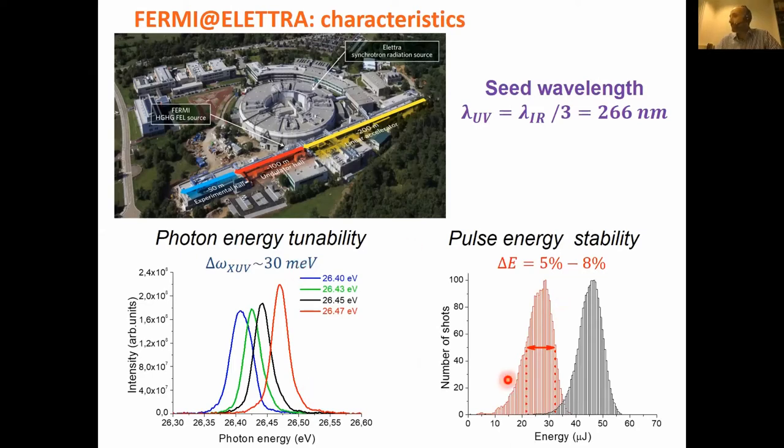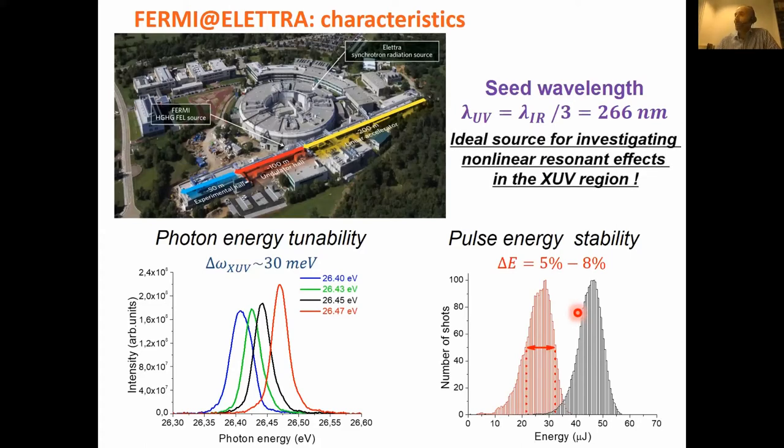Here you can see some examples of the unique characteristics of Fermi in terms of photon energy tunability. By controlling the seed wavelength, one can control the photon energy in the XUV range with a very high precision, on the order of a few tens of millielectron volts. Also the pulse energy stability is rather good. It has become even better in recent times, but typically it is on the order of 5%. So this is really an ideal source for investigating nonlinear, for example resonance, effects in the extreme ultraviolet region, because one can exploit at the same time the energy tunability and the energy stability.